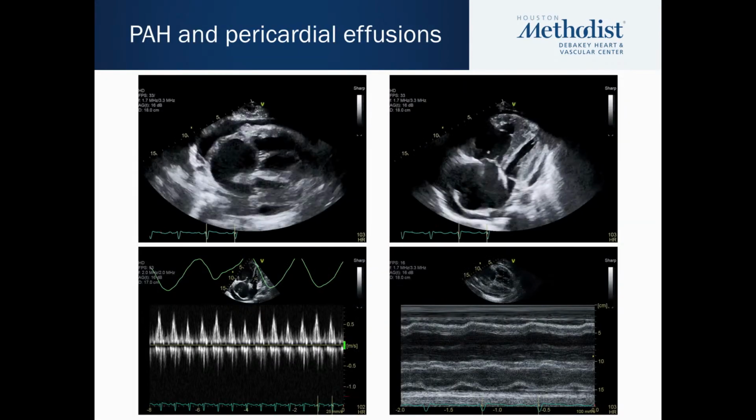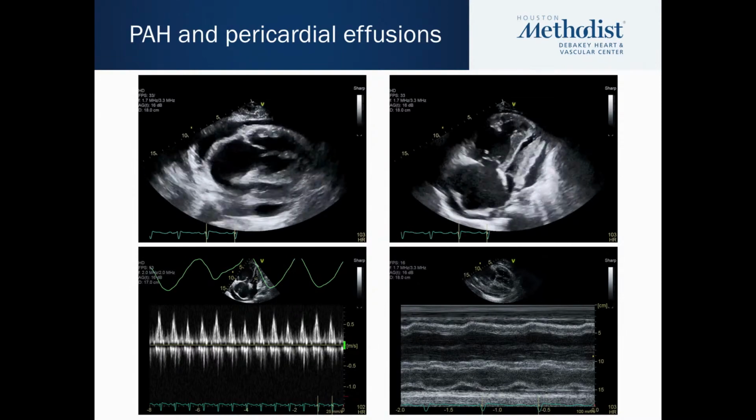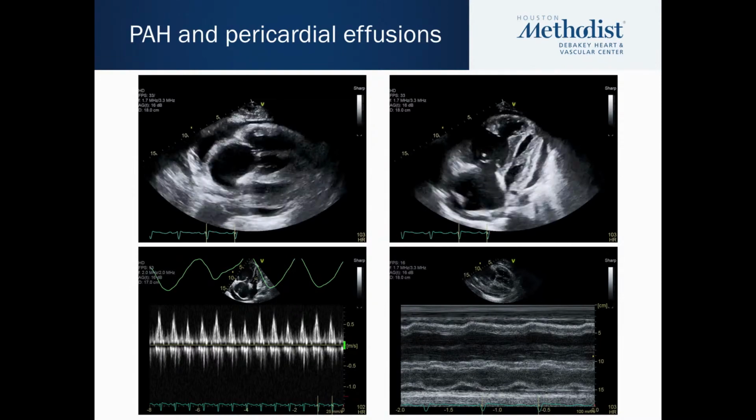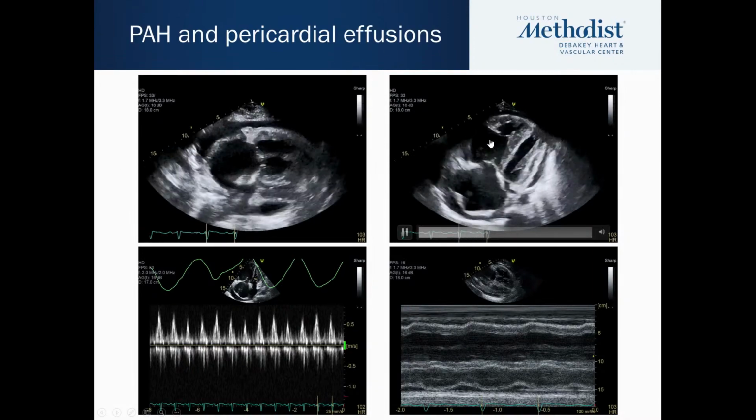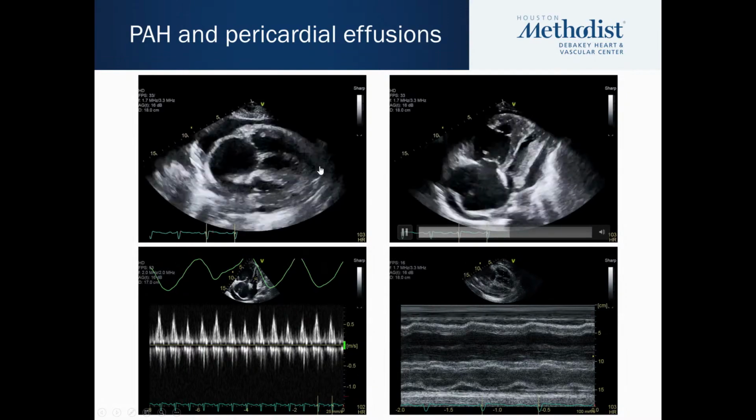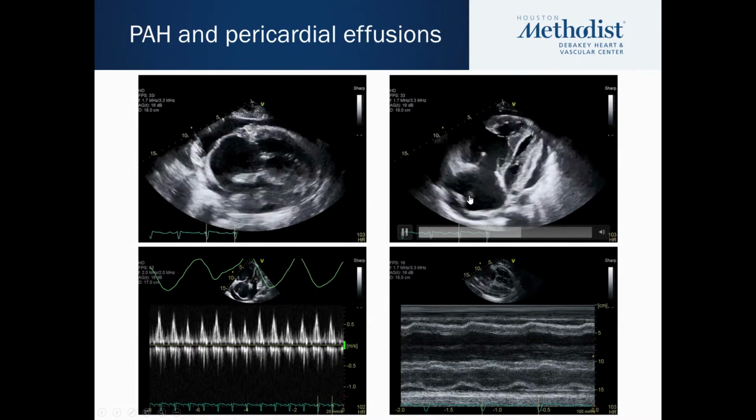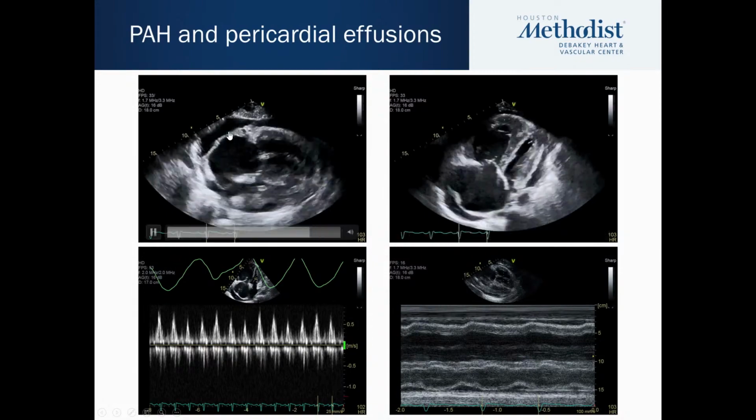Here's another important caveat to know. Patients with pulmonary arterial hypertension. This is a patient also an extreme case. You see the right ventricle is severely enlarged, severely depressed. Right atrium is severely enlarged as well. The right atrial pressure here, let's say for the sake of the argument, is 25. The patient has a pericardial effusion.